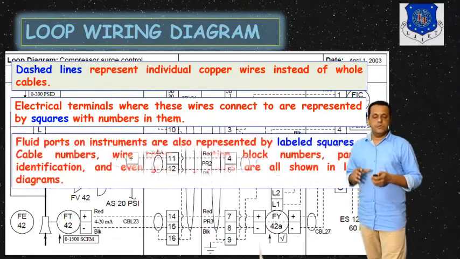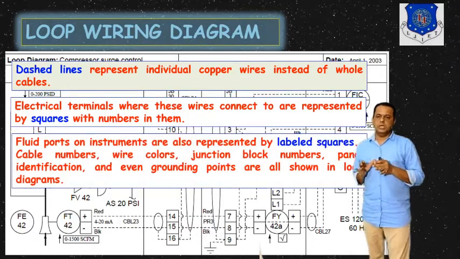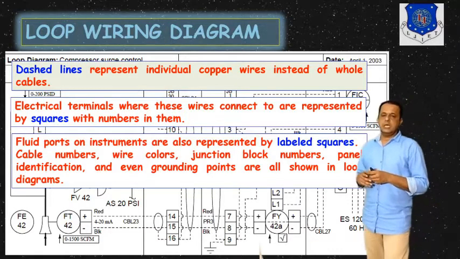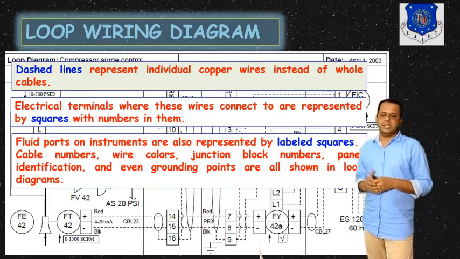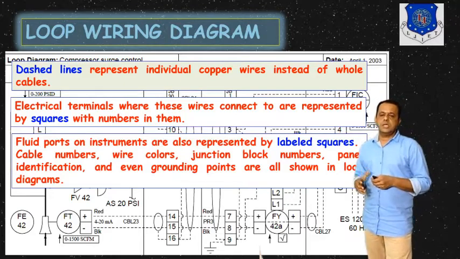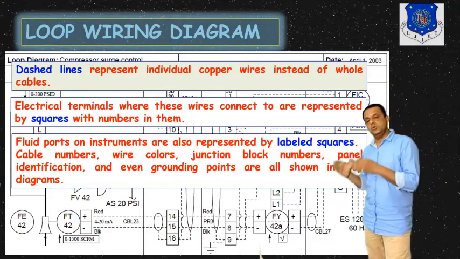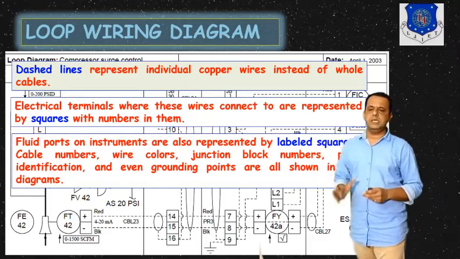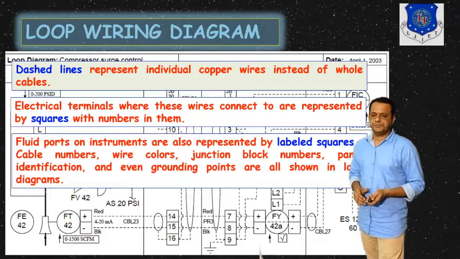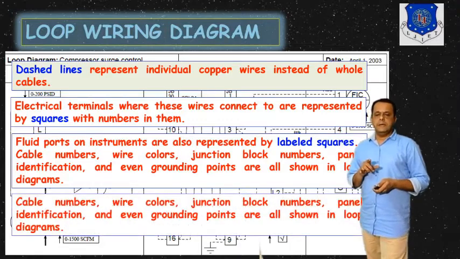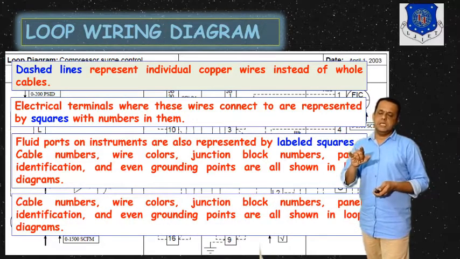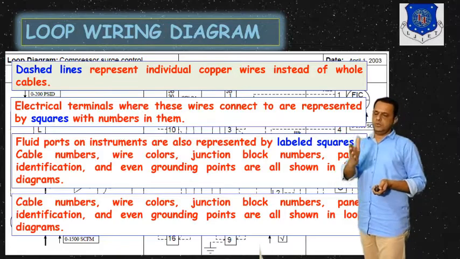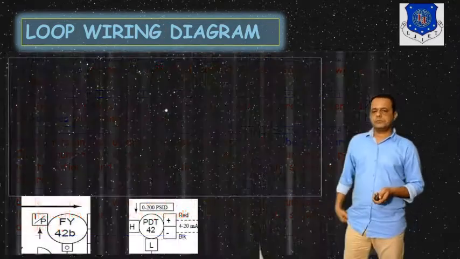Then the field parts are presented with a labeled square, like cable numbers, wire color, junction box. Even grounding points are also shown in the loop diagram. So as I said, it contains a lot of details, the maximum details are contained in the loop wiring diagram, and everything is covered, where I have shown one example here.